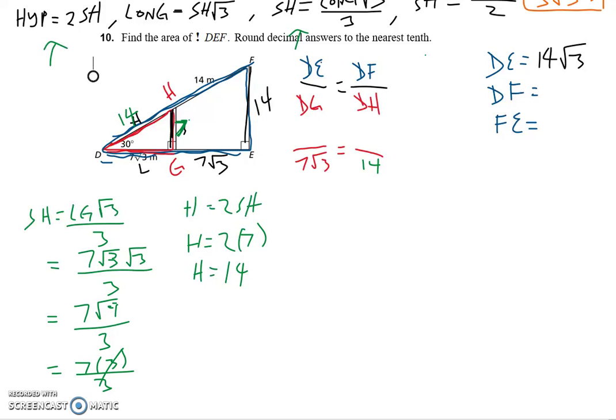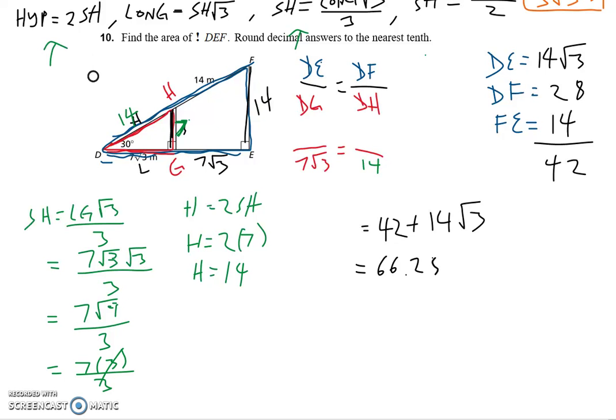14 square root of 3. DF is 28. And then FE is 14. So 14 and 28, that's 42. So technically the answer is 42 plus 14 square root of 3, which if you plug it into a calculator will equal about 66.25 meters. Not area, perimeter. This is a P.